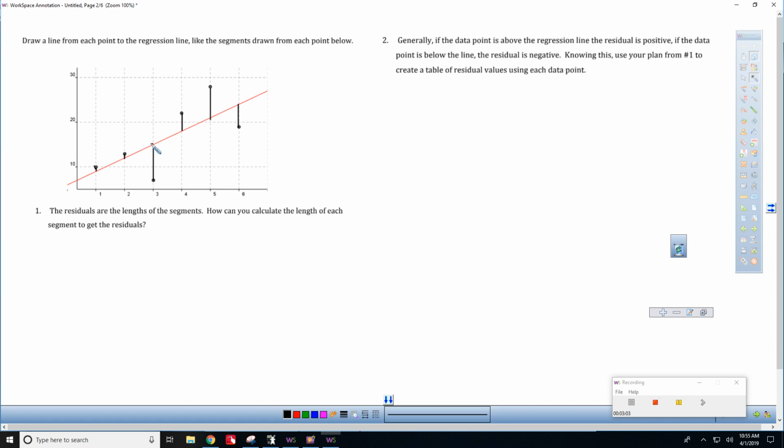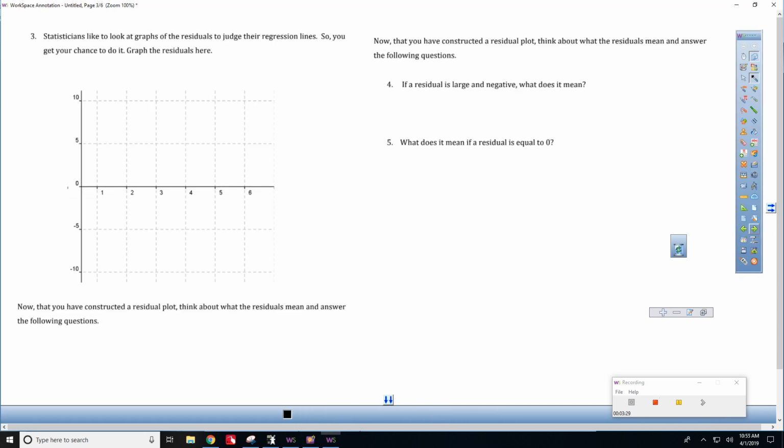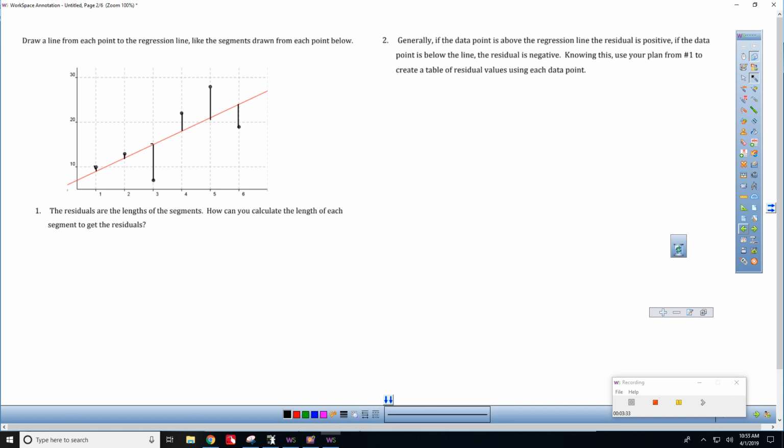In general, if the data point is above the regression line, the residual is positive. If the data is below the line, it's negative. Knowing this, use your plan from number 1 to create a table of residual values. I think we have that table. Nope. So, we have 1, 2, 3, 4, 5, and 6. Here are our residual values.